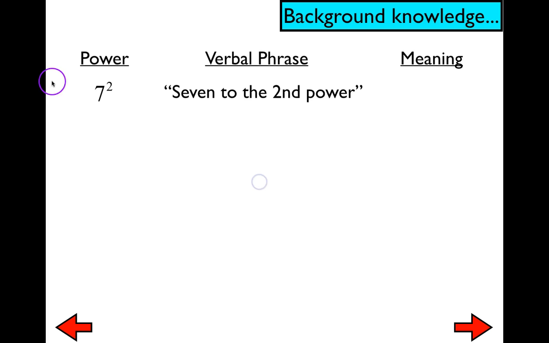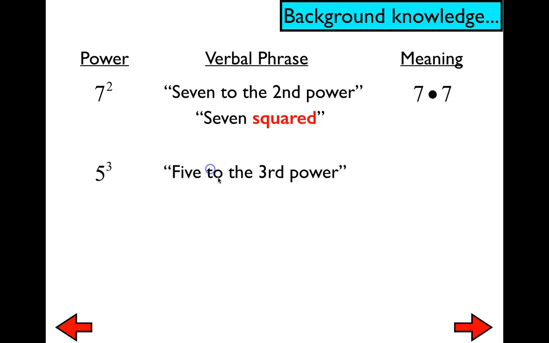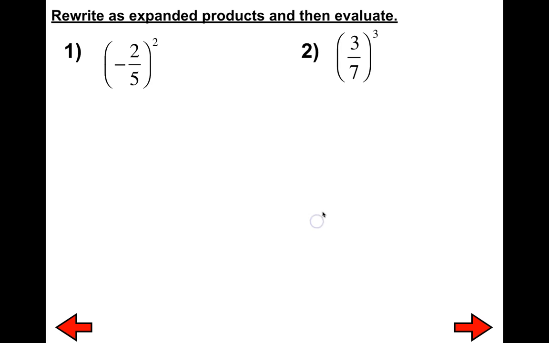Here, we have a problem. We have this right here. We can read it 2 ways. We can say 7 to the 2nd power, or you can say 7 squared. Both ways still mean the same thing, it's 7 times 7. Here's another example where you can read it 2 ways. You can say 5 to the 3rd power or 5 cubed. Either way you read it, you still need to understand it means 5 times 5 times 5. So now let's get started on some examples.